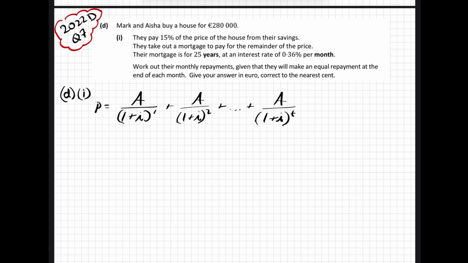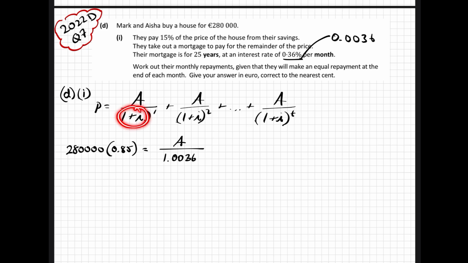So let's plug in our numbers. Oh wait, we need to check something. The house was 280,000. So really the principal amount here is 280,000, but they're only paying off 85% of it. So this number here is 238,000. Over here, I don't know the amount, that's what I'm trying to find, and the monthly rate is 0.36%. Just be careful here, 0.36% is 0.0036.